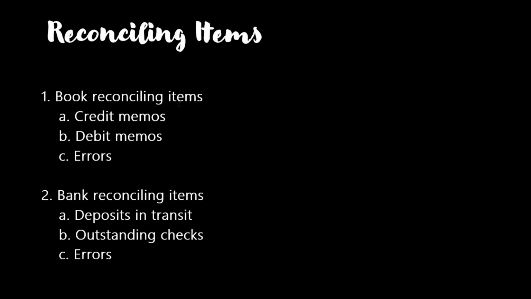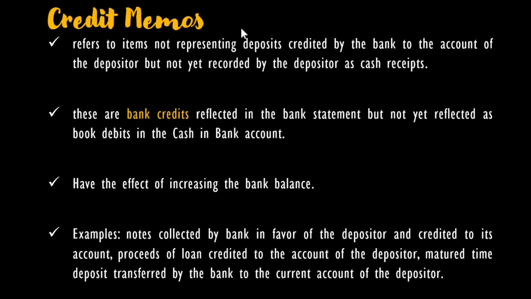So, isa-isahin natin ito. Ano ba yung mga book reconciling items? So, as enumerated, book reconciling items includes credit memos, debit memos, and mga book errors. Whereas bank reconciling items includes deposits in transit, outstanding checks, and mga bank errors naman. Sige, isa-isahin natin. So, una itong mga book reconciling items. So, first in the list is itong credit memos.